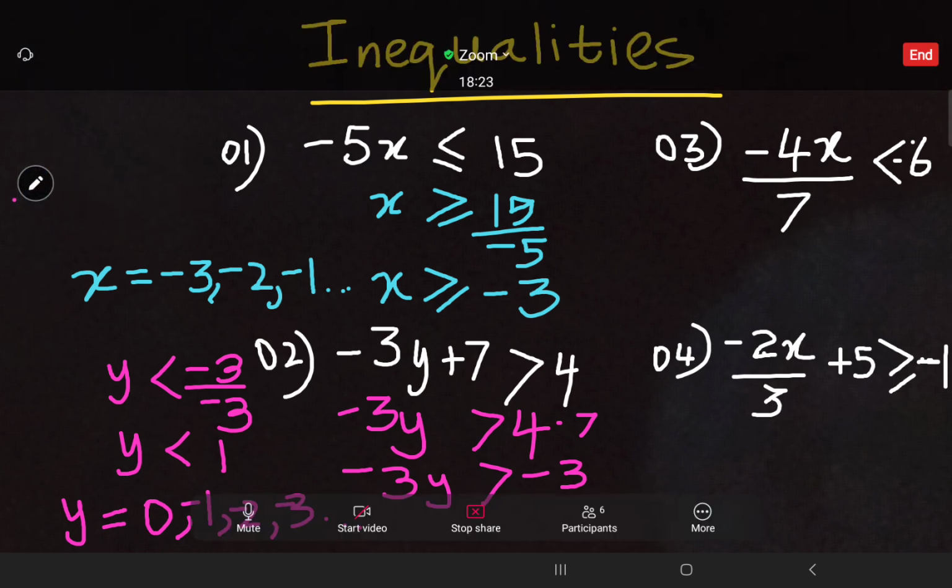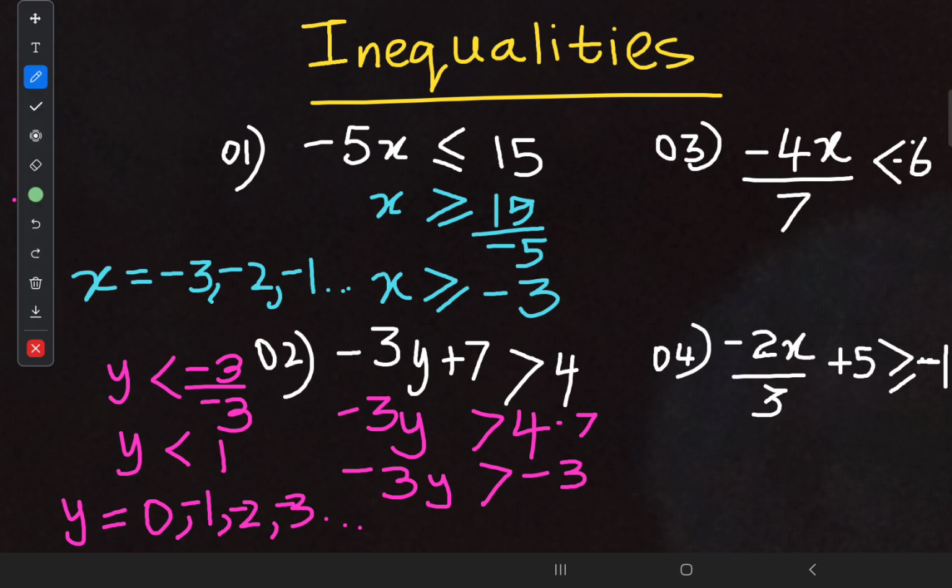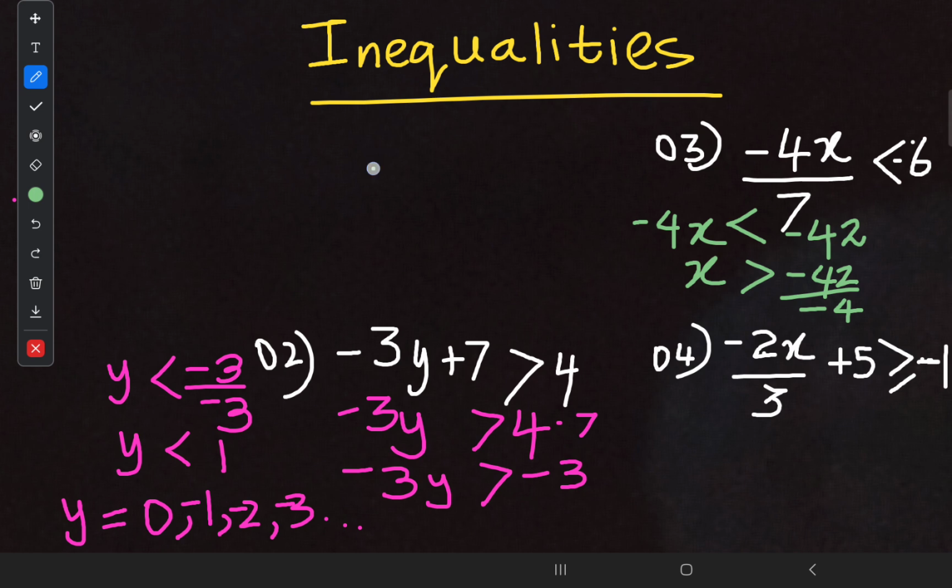Let's consider our third question. In here, negative 4x should be less than negative 6 times 7, that is negative 42. Then for x, the direction will change. We are using a negative number to divide now. Negative 42 divided by negative 4 will give you x greater than 10.5. It means x can hold the values which are greater than 10.5.